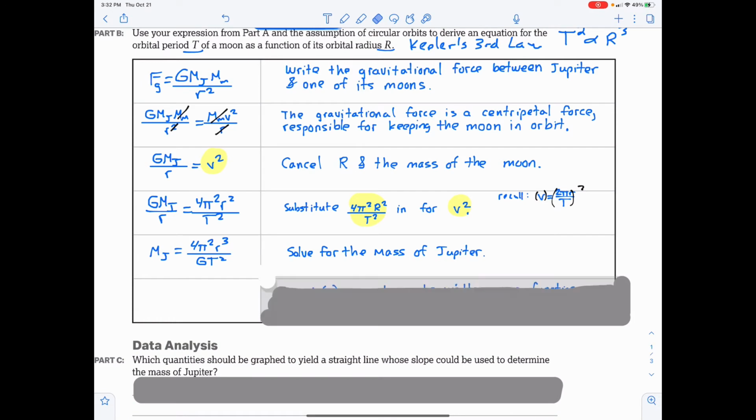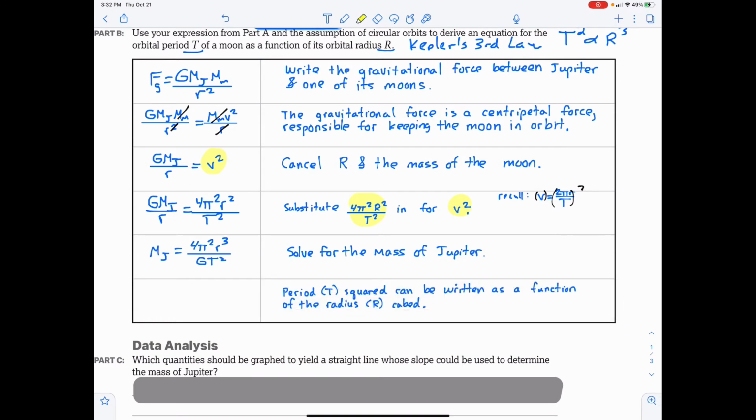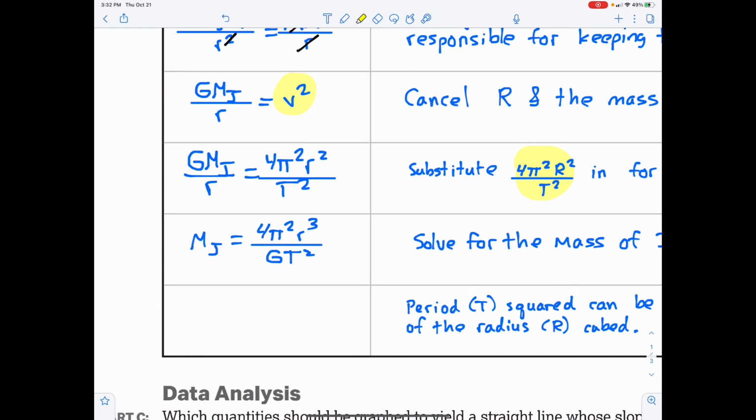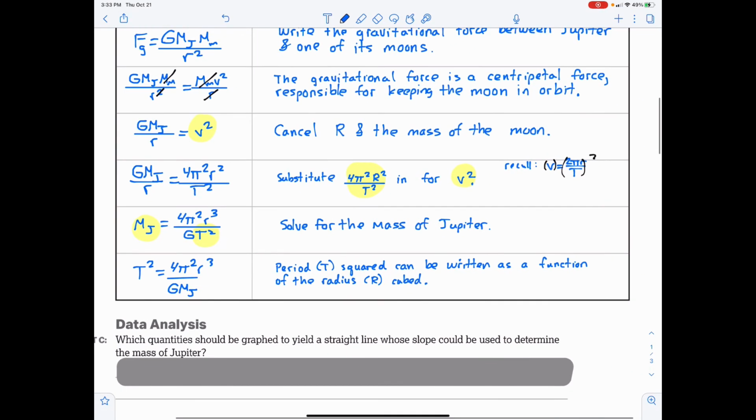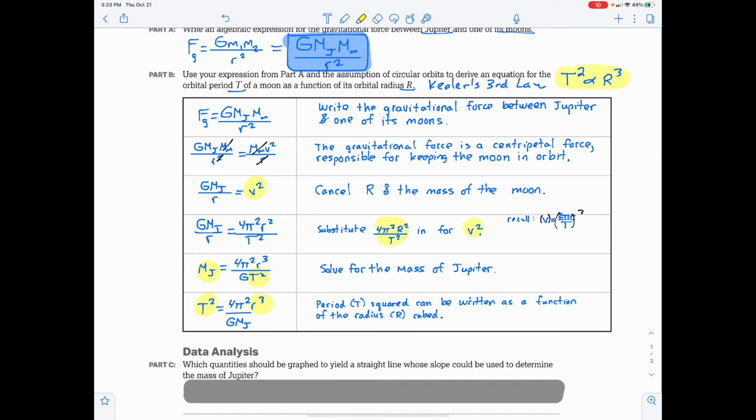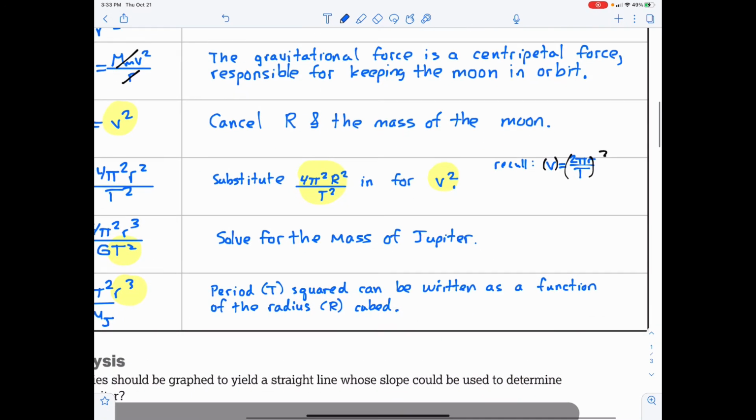And then in our last step, step 6, we're going to solve for the period squared. So I'm going to do a little switcheroo, and switch T squared with the mass of Jupiter. I get T squared is equal to 4 pi squared r cubed all over G times the mass of Jupiter. What we have is that the period squared can be written as a function of the orbital radius cubed. Period squared relates to the cube of the radius. This is known as Kepler's third law.